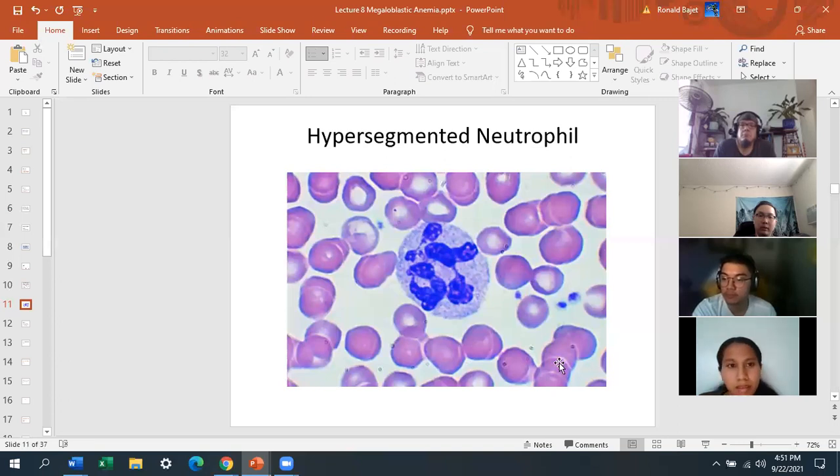No, look at where you're at. You're too far deep in. This is what you'll see. You'll see a lot of rouleau, but it's not rouleau. You're just too far deep in. So for this slide, it's hypersegmented neutrophils, a lot of cells.